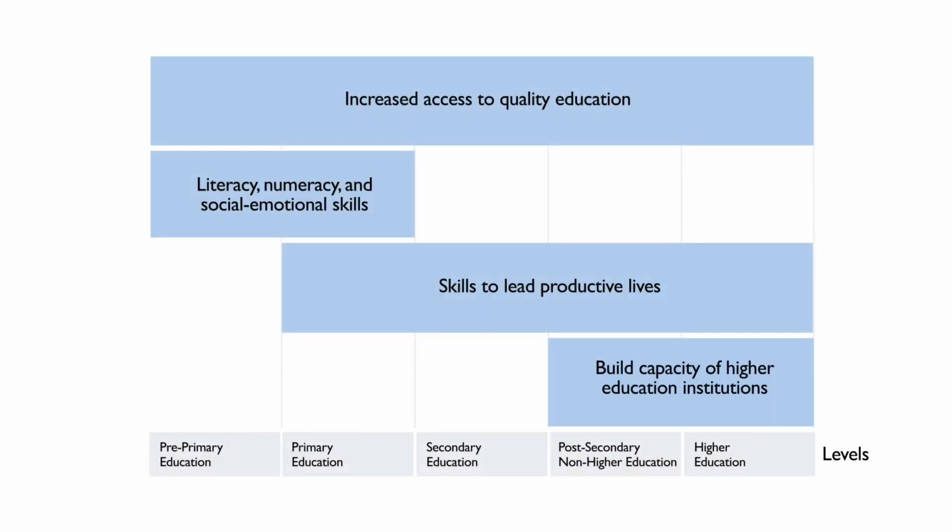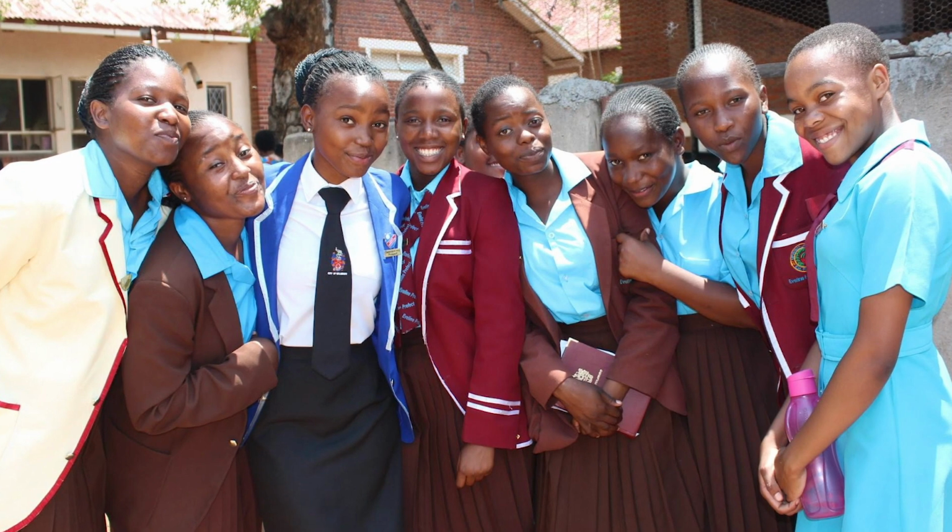And for the final priority outcome, we will build the capacity of higher education institutions to be central actors in development in their own countries by allowing them to better conduct and apply research, deliver quality education, and engage with communities.